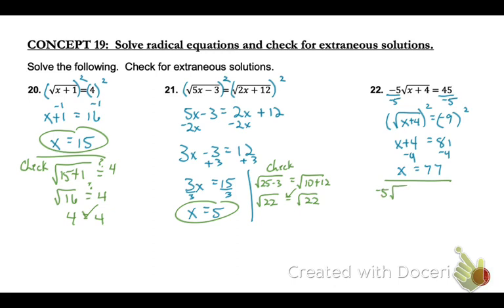So we're plugging in for x, and on the left side, we get negative 5 times the square root of 81. The square root of 81 is positive 9, so we get negative 45 equals positive 45, which it doesn't. So that is a check step that shows you that solution does not work. Since that is our only choice, we have to say no solution.